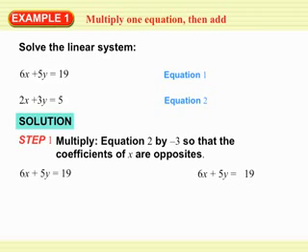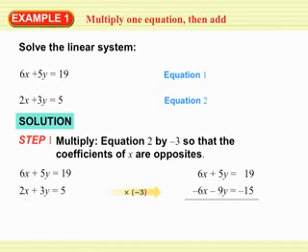So I'll leave the first equation alone. I'll take the second equation, 2x plus 3y equals 5, and multiply everything in it by -3. When I do that, the first term, 2x, becomes negative 6x. The second term, 3y, becomes negative 9y. And the constant term, 5, becomes negative 15.